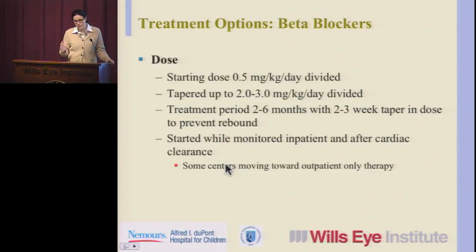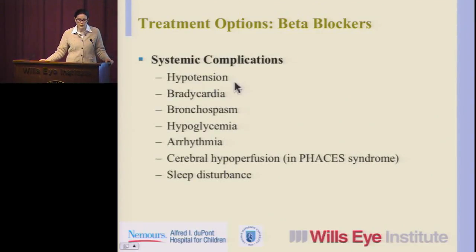So, this is just some of the doses. Typically, and this may change over time, most of these patients, when they choose propranolol as an option, are still getting admitted, getting an EKG and followed for 24 hours on the propranolol to make sure that they don't have any bradycardia. If they do well, then they continue treatment as an outpatient. And I think that really the move is going to be even more toward outpatient-only therapy without that initial inpatient admission. And, as I say, these are the systemic complications that we worry about: bradycardia, hypotension, bronchospasm, cerebral hypoperfusion, and PHACE Syndrome.